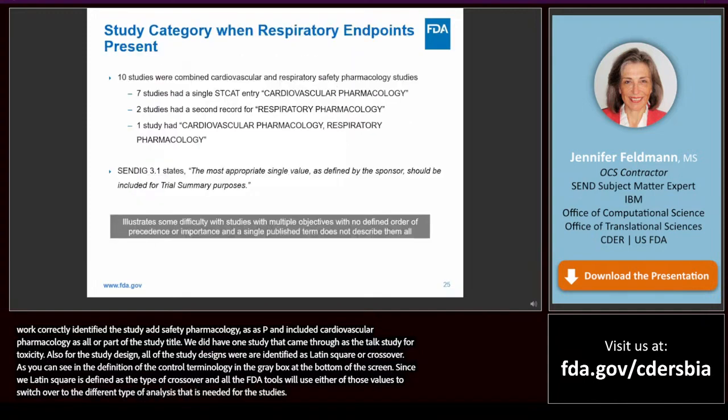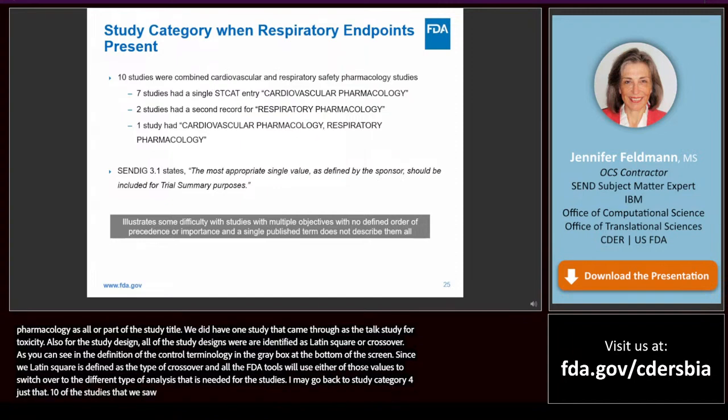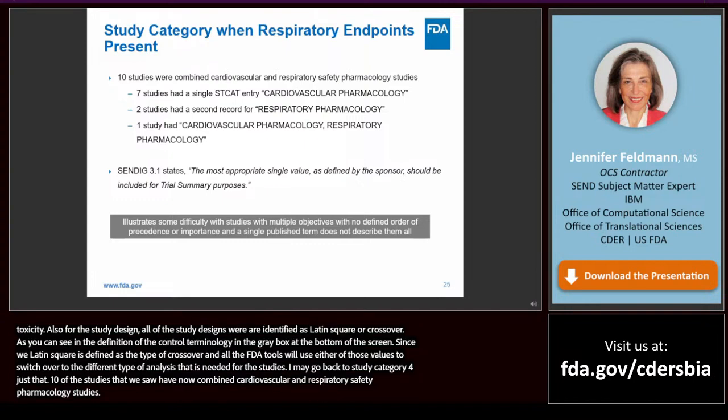Okay, let me go back to study category for just a minute. 10 of the studies that we assessed were combined cardiovascular and respiratory safety pharmacology studies. And the SENDIG 3.1 for study category states that the most appropriate single value, as defined by the sponsor, should be included for trial summary purposes.